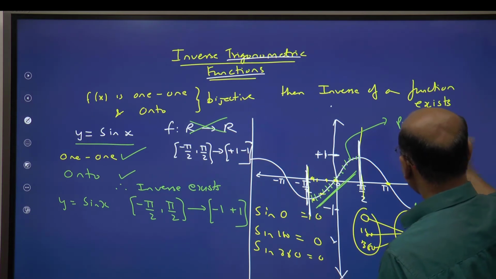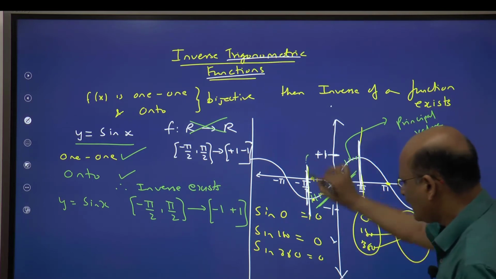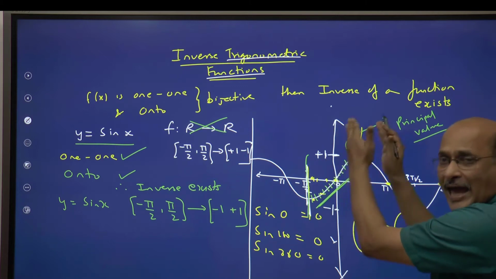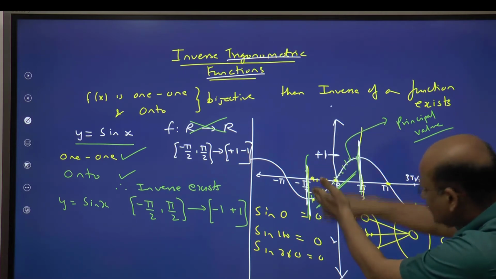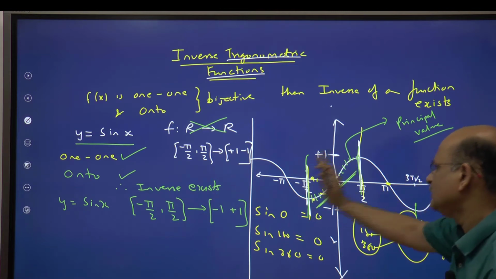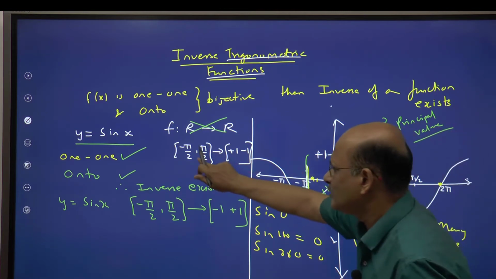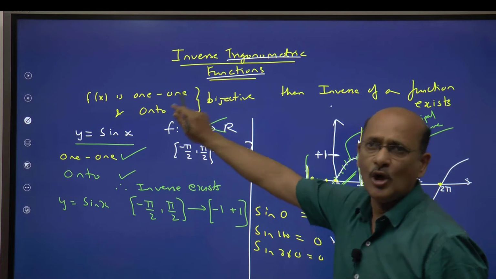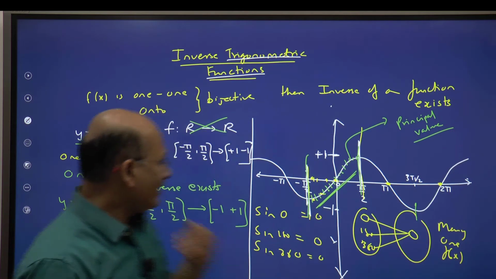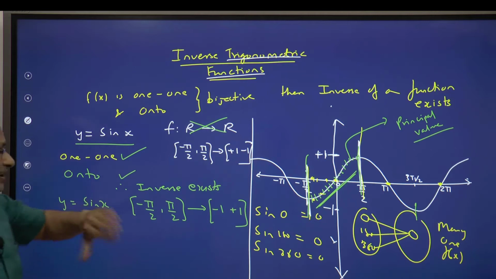What is called the principal value? From minus pi by 2 to pi by 2, where the function is defined and the inverse exists, this boundary, this value, that is from minus pi by 2 to pi by 2, is called the principal value of this trigonometric function. Great.